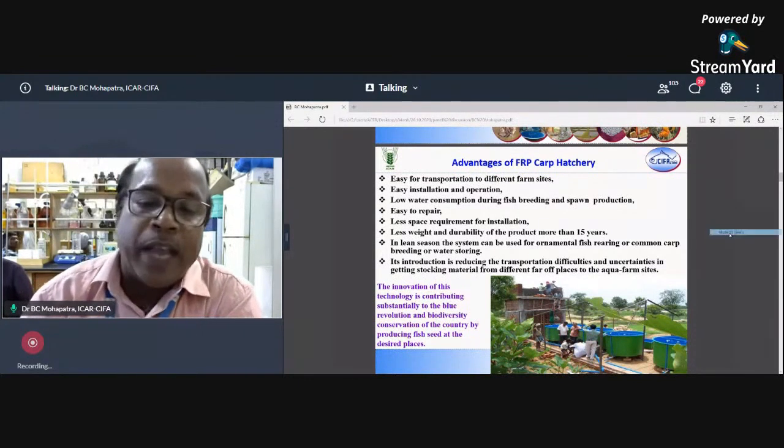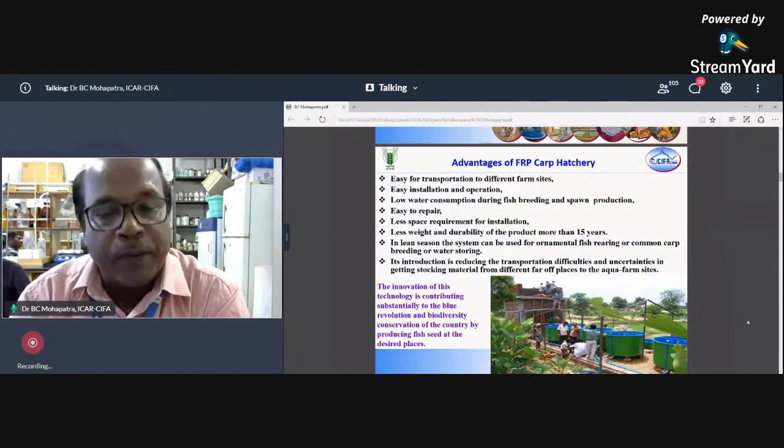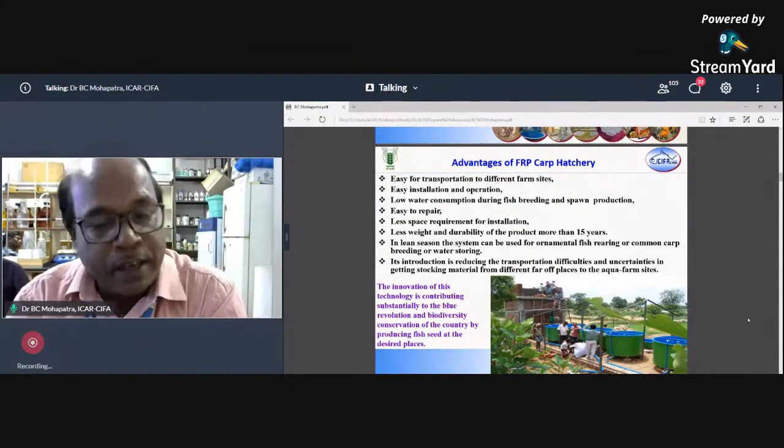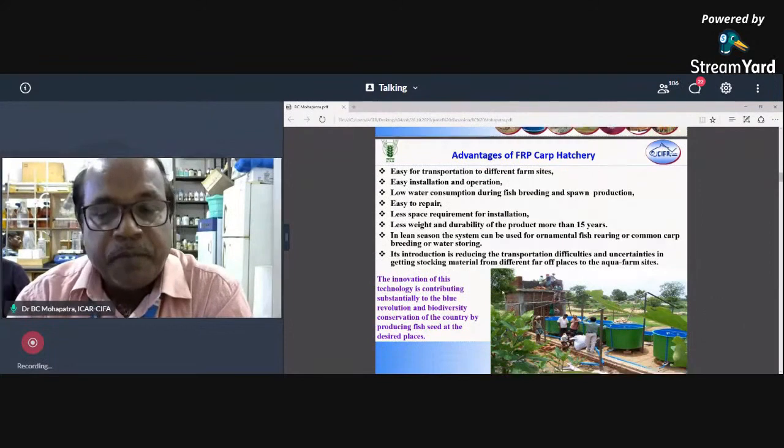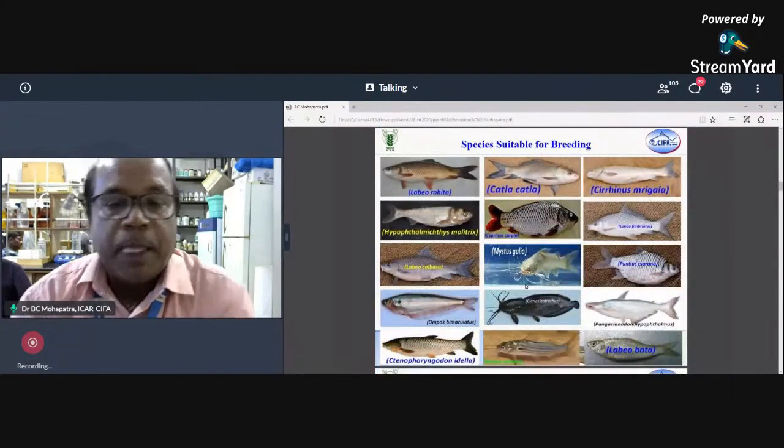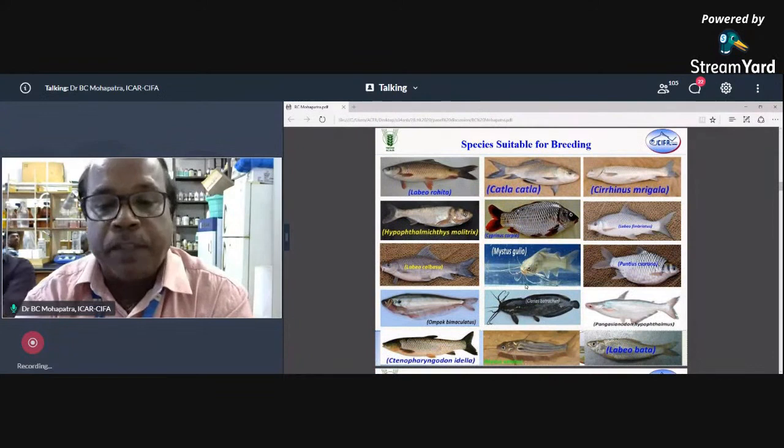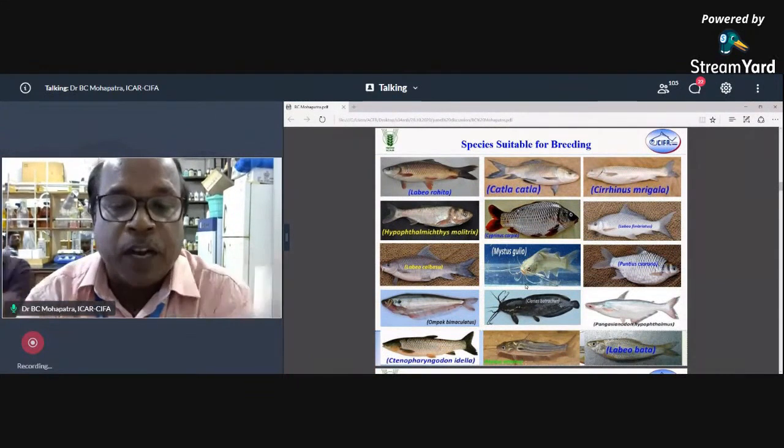This hatchery can be taken to any location. Because of its portability, it is now very famous in the country. Next one. Next. These are the fishes, and I'm giving the picture. These are all suitable to be bred in that particular hatchery.